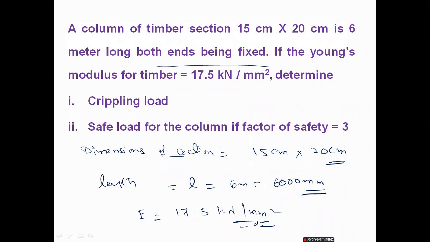What they are asking is to determine the crippling load, and then determine the safe load for the column, if we take the factor of safety as 3. So my dear students, in this problem a column of timber section, 15 centimeter by 20 centimeter, has a length of 6 meters, and the Young's modulus is already given as 17.5 kilonewton per mm square. Now we have to determine the crippling load as well as the safe load. Now we will start.